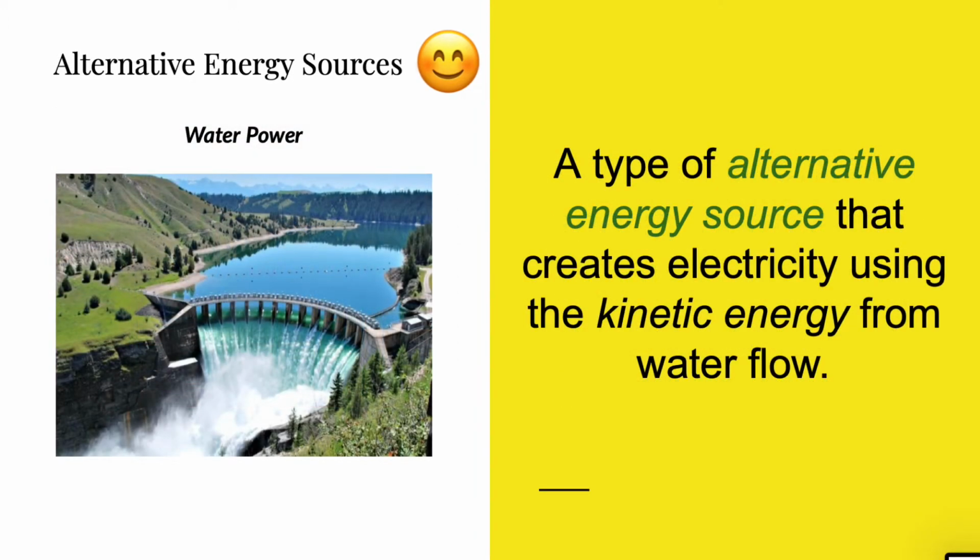The next alternative energy source is water power. This is a type of source that creates electricity using the kinetic energy from water flow. As you can see, it's using the energy from water flowing down the waterfall to create energy. It can also be used as a wheel.